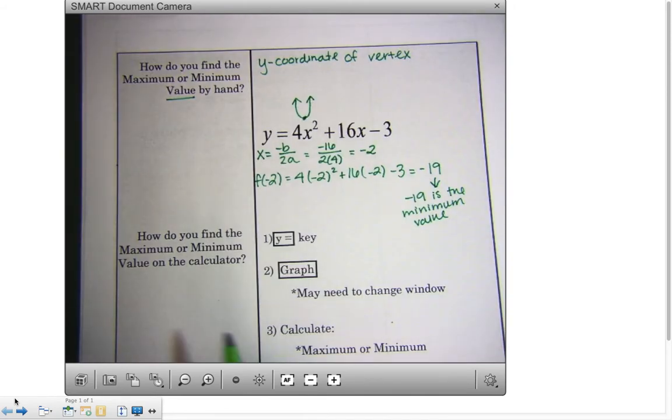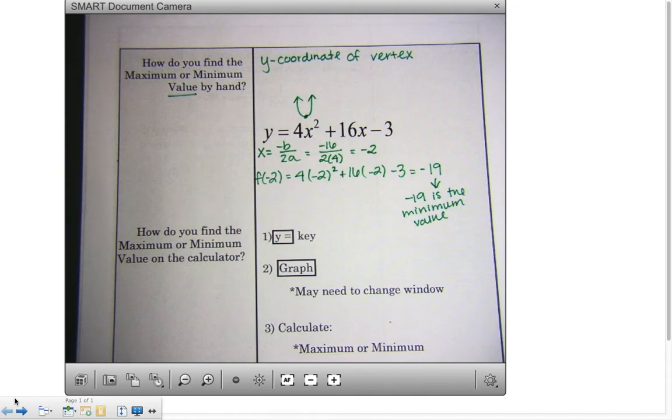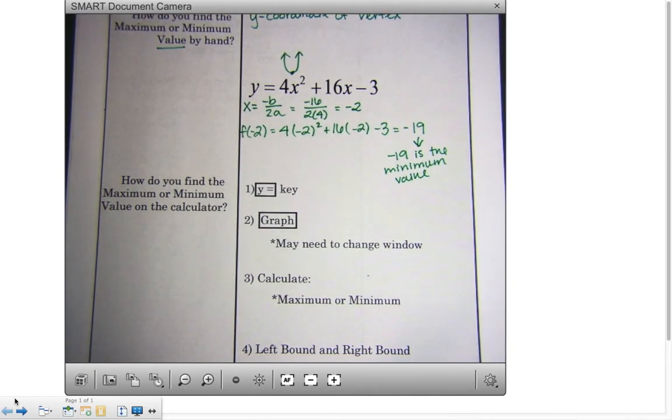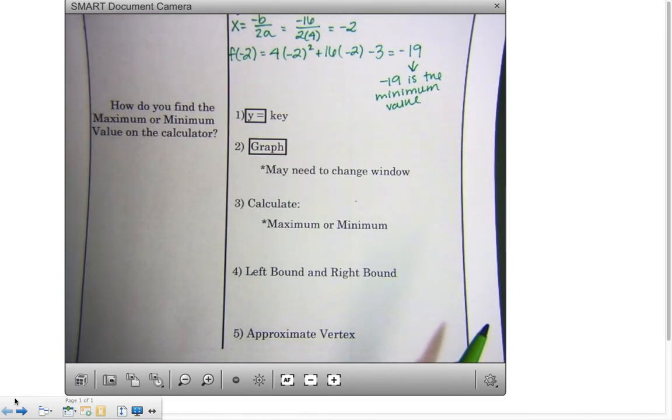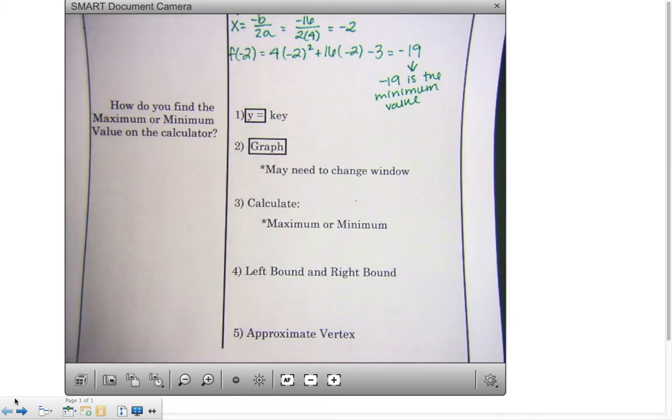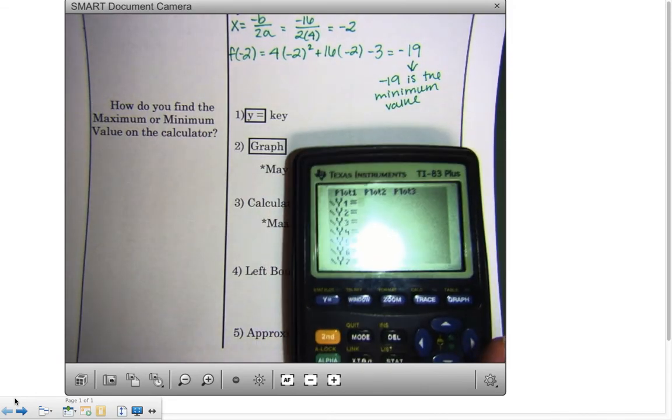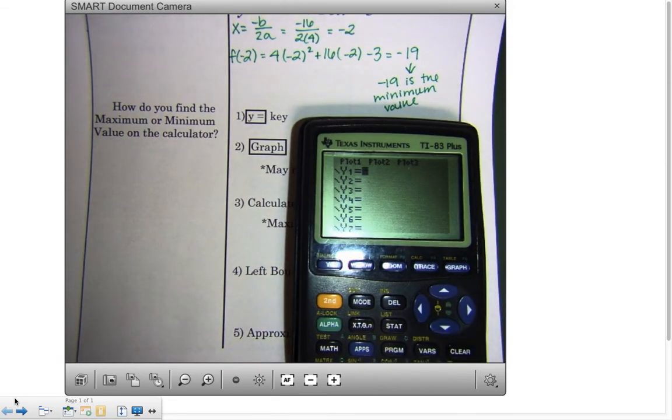Now, on your homework, you'll be asked to do this in your graphing calculator. So here's your steps if you want to copy those down really quick. And then I'll show you how to find the minimum. We'll just do this same example in the graphing calculator. So you need to go to your y equals and substitute in whatever function we're doing. And I'm just going to do the same one as above. So 4x squared plus 16x minus 3.